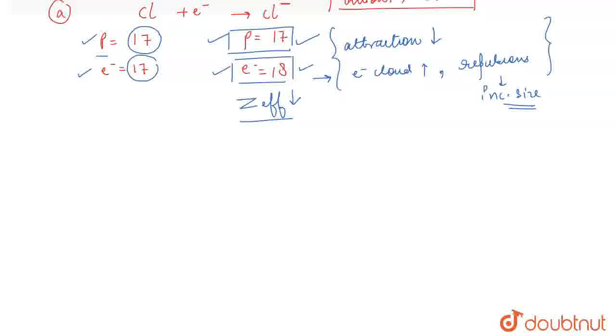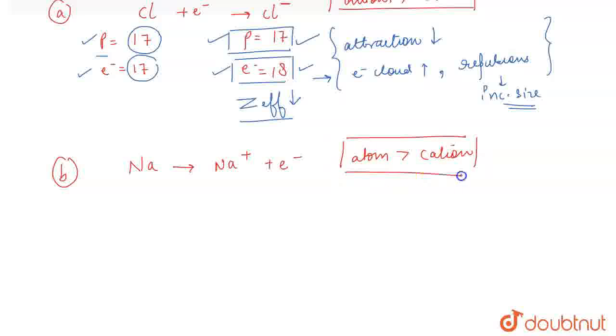Now let us look at the concept of losing an electron. Let us again consider an example of sodium. When sodium loses an electron, it leads to the formation of Na+. This is a cation, and it is always said that an atom has a greater size as compared to its cation. Now the case is exactly the opposite of part A. Here the number of protons is going to be 11, and the number of electrons is going to be 11, because the atomic number is 11. In Na+, the number of protons is still going to remain the same, but the number of electrons has decreased by 1, which is going to be 10.